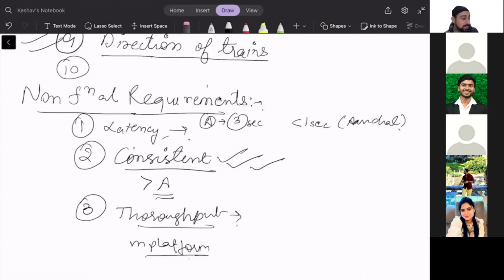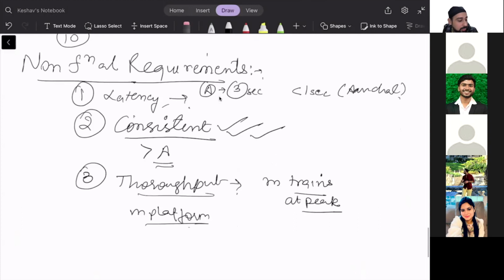I've never told you whether this is a very big station or a small one. You design a system just with M platforms. So what do you expect? How many trains in a minute? I will not expect a train every minute, even if it's a small station. So maybe for the namesake purposes we can say M trains at peak.